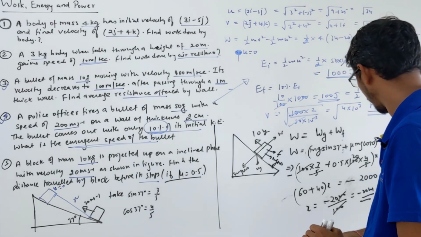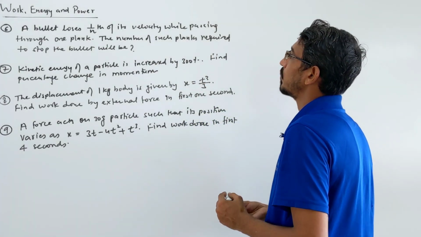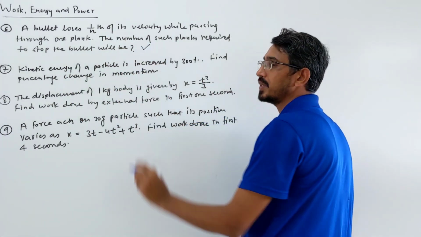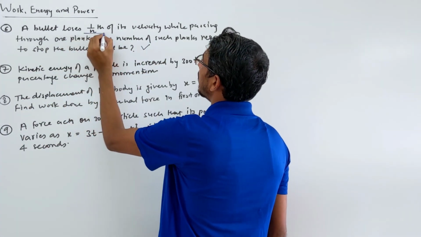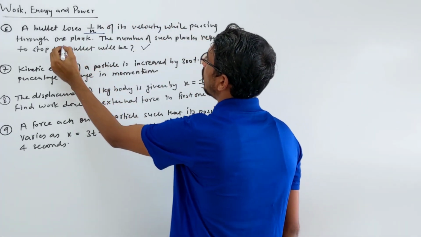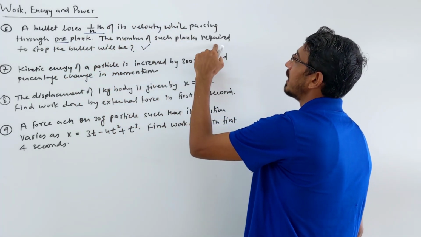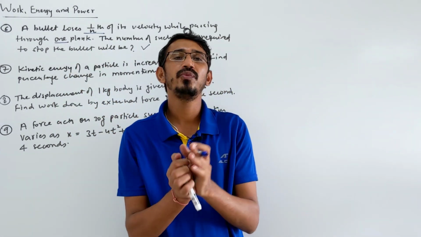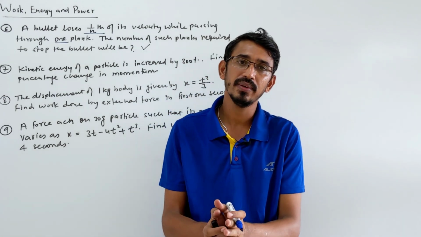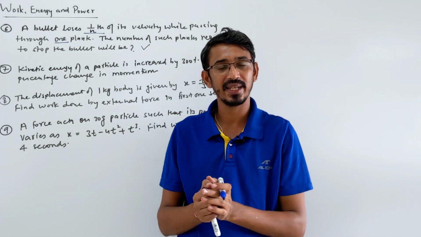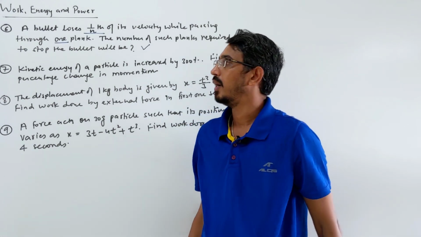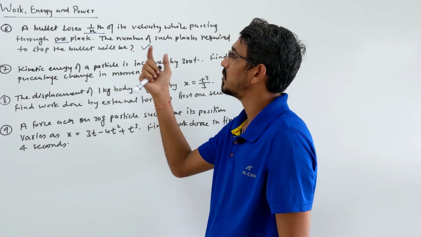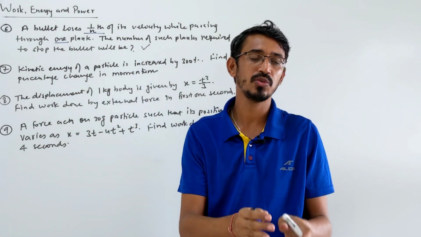So we will do some more questions. Let's see a few more problems. Problem number 6 says a bullet. This is a very important question for us. A bullet loses 1/nth of its velocity while passing through one plank. Then the number of such planks required to stop the bullet will be what? Bullet is passing through a plank or some wall and it loses velocity like v by n, correct? Yes, like v by 2, v by 3, some part is lost. Then how many such planks will be required to stop this bullet, means to make its velocity 0?